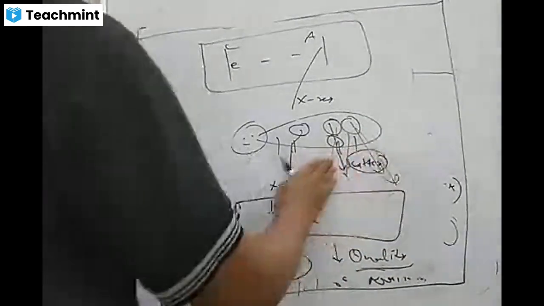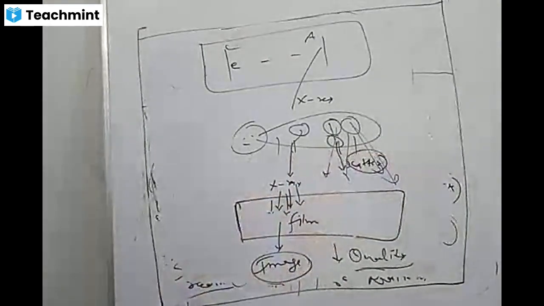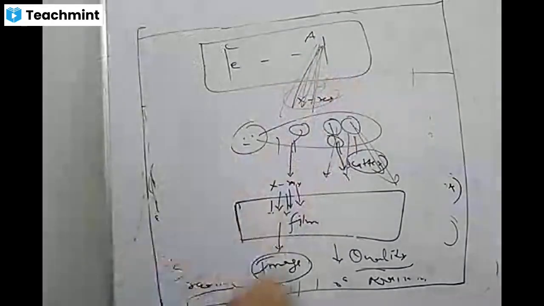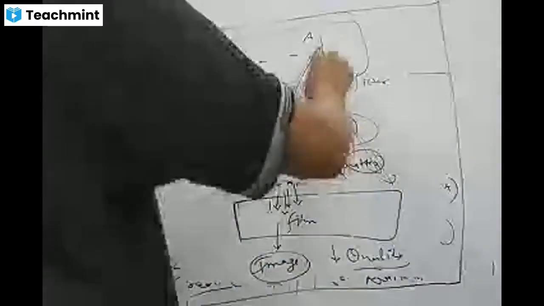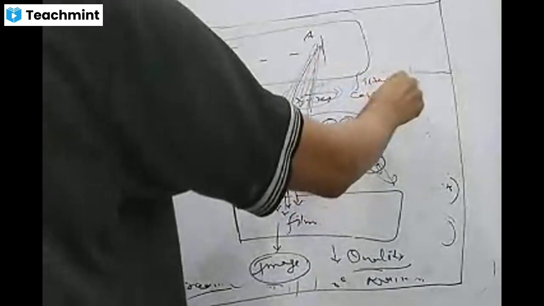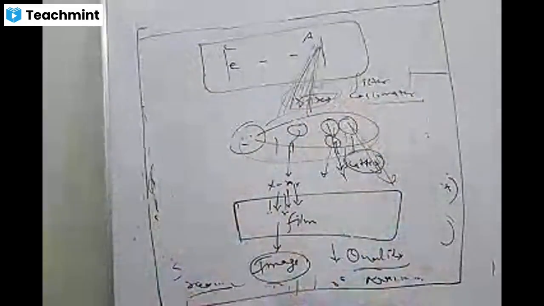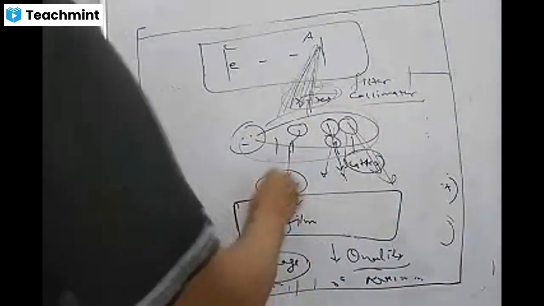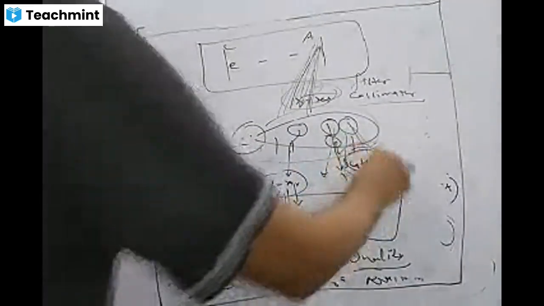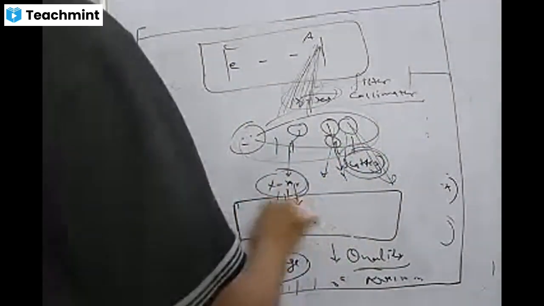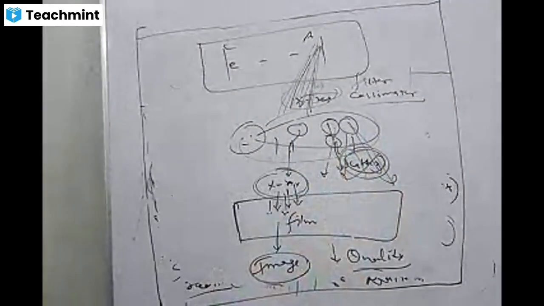So how to remove this scatter radiation? See, above the animal body, there were soft X-rays, so we added a filter. Then the beam was divergent, so we added a collimator. But once they interacted with the animal body, X-rays are produced and scatter is also produced. We only want X-rays, we do not want scatter. So how to remove this scatter?